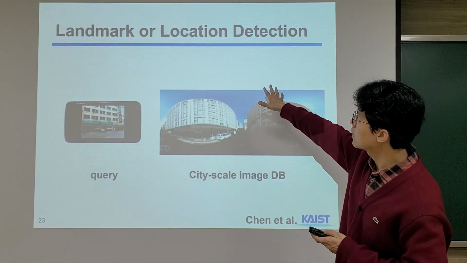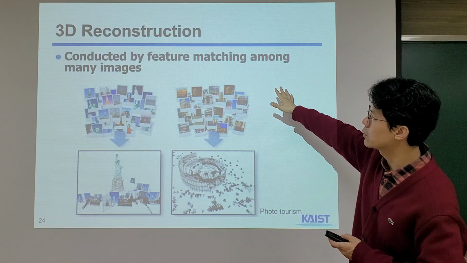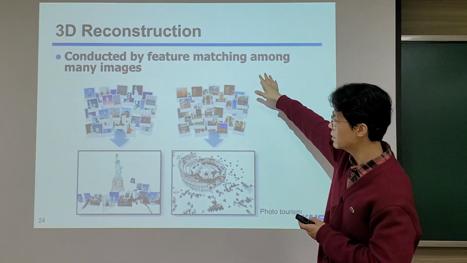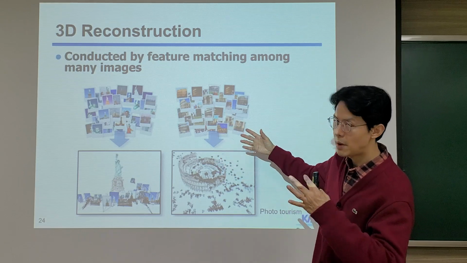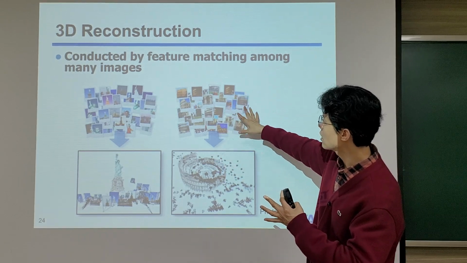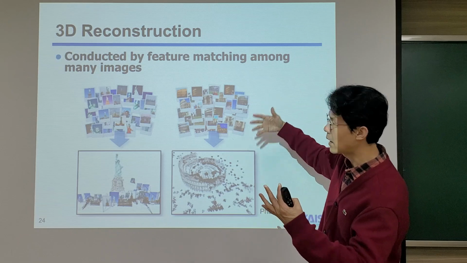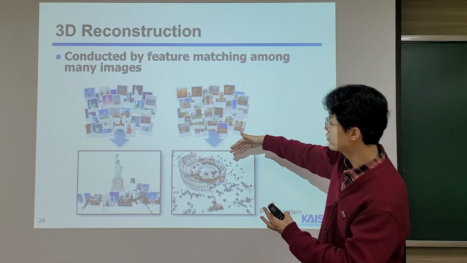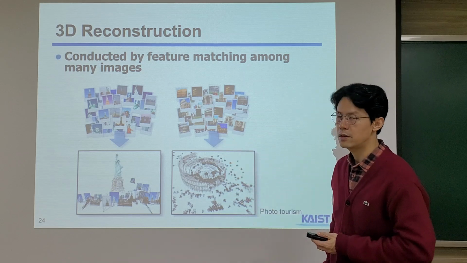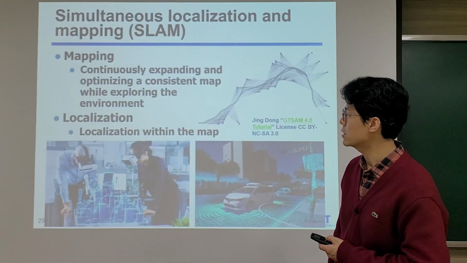By extending this kind of location detection, we can also do 3D reconstruction. If we can take a larger photo collection of a particular landmark by gathering similar images, then out of this set of 2D images, we can reconstruct the 3D information. This is one example of image search.